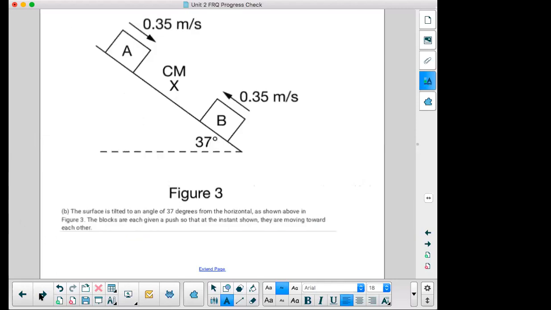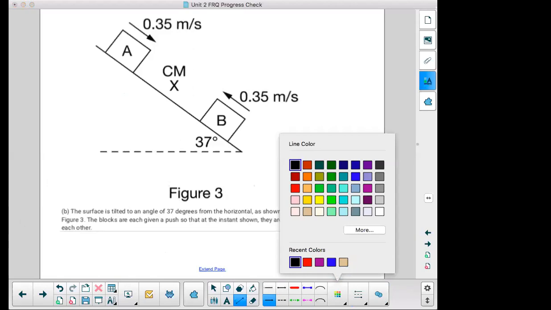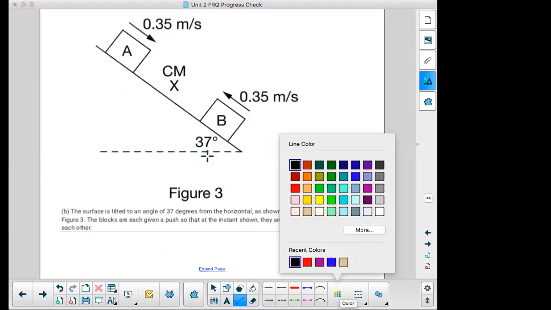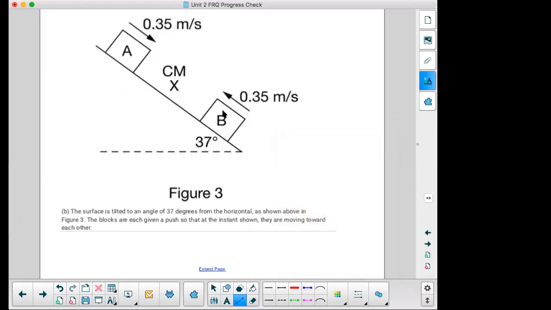This one here is easier than you think. The surface is tilted to an angle of 37 degrees from the horizontal. The blocks are each given a push, so at the instant shown, they're moving towards each other. Okay, I'm going to do this really quickly here. I'm going to draw a dotted line so I can draw some forces. Let's just do B. So here's an x-axis, here's a y-axis.